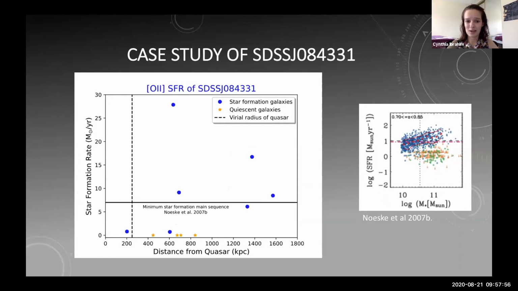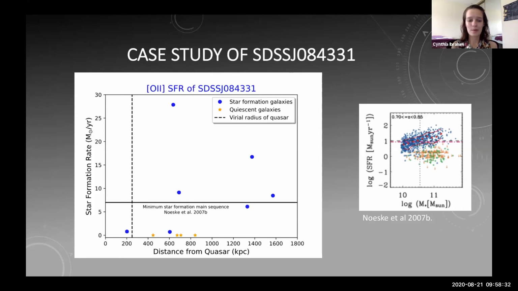As we see in this plot on the left, we found only 7 galaxies within the redshift range of the QSO, and that was at z equals 0.7. So this is one of the quasar fields selected to have cool gas, so a magnesium 2 absorption was detected. And we might expect to find evidence of a merger. Now, using oxygen 2 in this example, we can estimate their star formation rates as a function of distance to the quasar. We see most of these galaxies fall within the minimum star formation main sequence from Noeske.